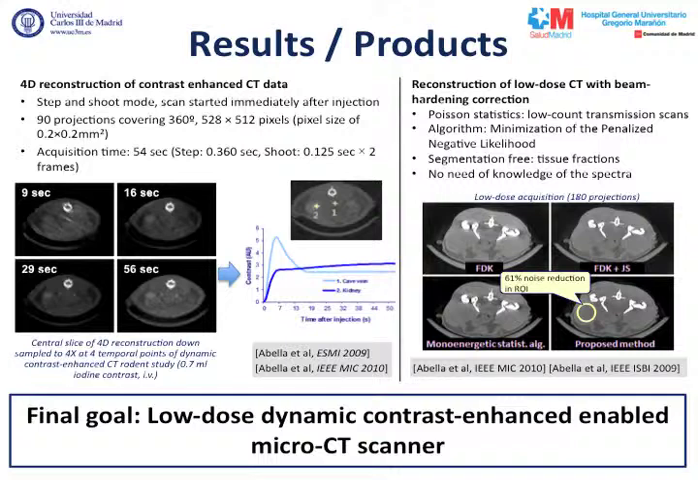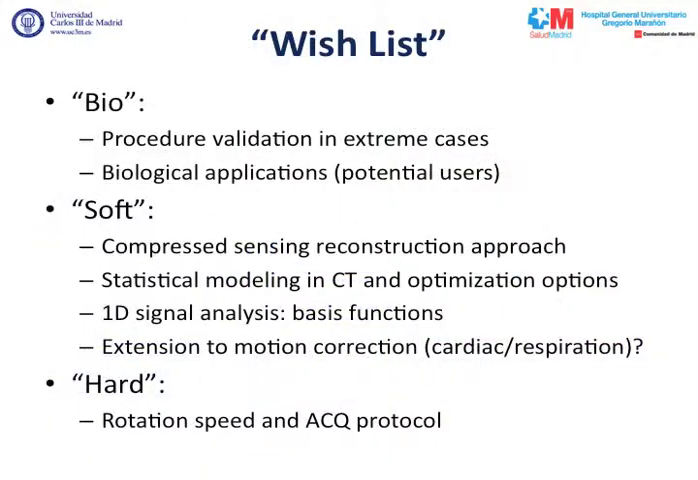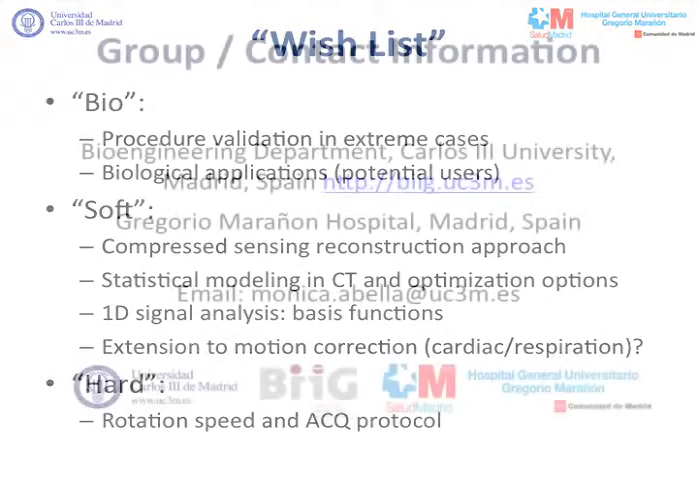All these are steps towards the final goal, which is to have a small animal CT with dynamic contrast enhanced capabilities. On our wish list, we would like to have potential users that will help us to evaluate and also to improve our methods. Also, we're eager to collaborate with people working on reconstruction, especially for CT, and also any compressed sensing reconstruction for any modality. And we would also like to explore the possible extension of this same approach to motion correction in such scanners.